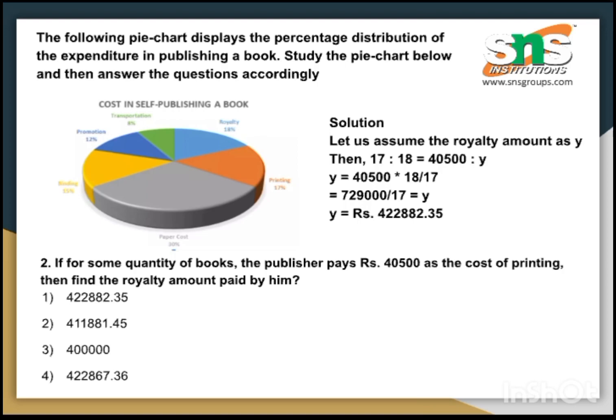Here, royalty amount is taken for Y. Then 17 for printing is to 18 for royalty is equal to 40,500 is to Y. On cross multiplication, we will get the answer as 4,22,882.35. Your option 4 will be the right answer. Okay. Now, we will move on to the next question.